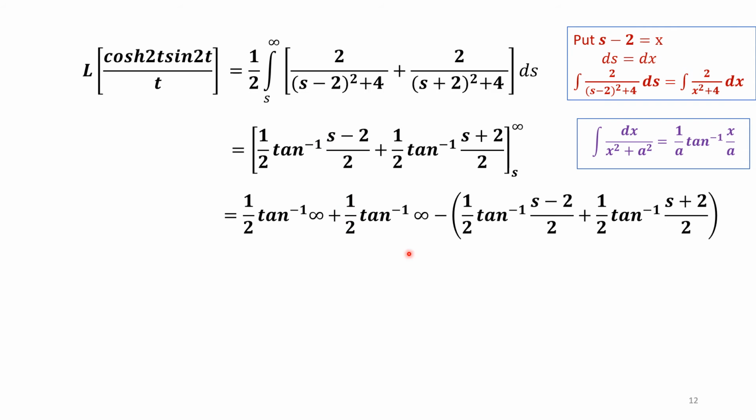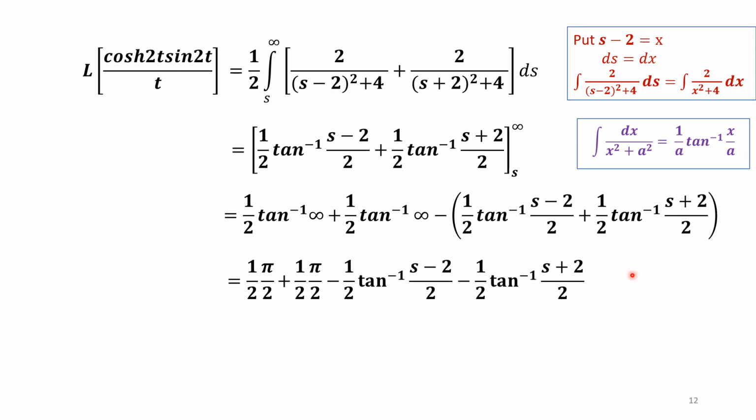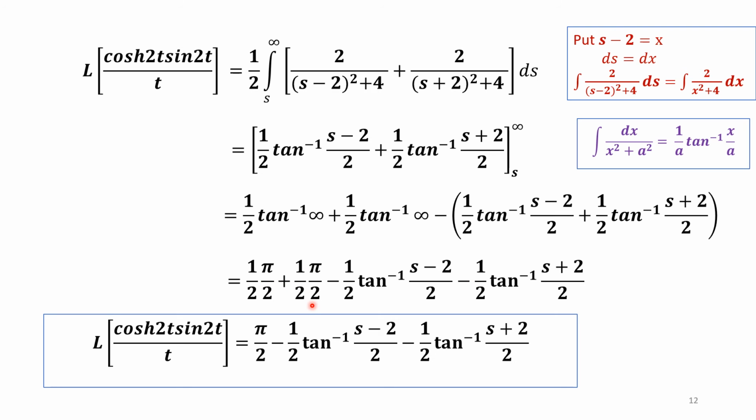Applying the upper limit as infinity and then the lower limit. We know tan inverse of infinity is pi by 2. This is also pi by 2, minus half tan inverse. Now pi by 4 plus pi by 4, that becomes again pi by 2. So pi by 2 minus half tan inverse of (s minus 2) by 2 minus half into tan inverse of (s plus 2) by 2. That is the Laplace transform of cos h2t into sin 2t divided by t.